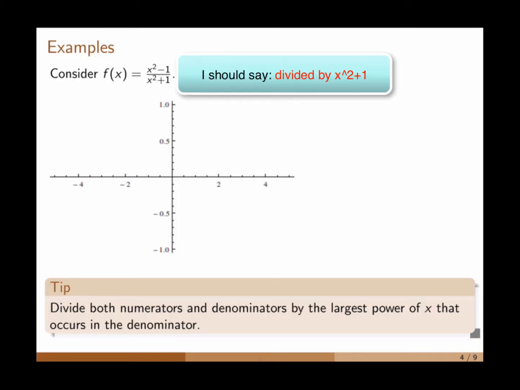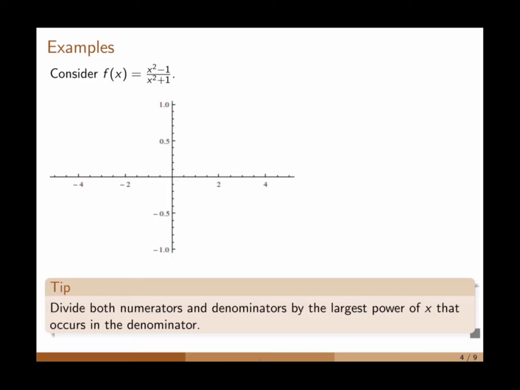Let's look at a more complicated example. f of x is x squared minus 1 divided by x squared plus 1. Let's plot this first by substituting some values. If I substitute 0, then I get minus 1, which is here. If I look at zeros of the numerator, I find minus 1 and plus 1 are the zeros, so here and here. And then for the rest, maybe you trust me that the function looks like this. So it looks like this and like this.